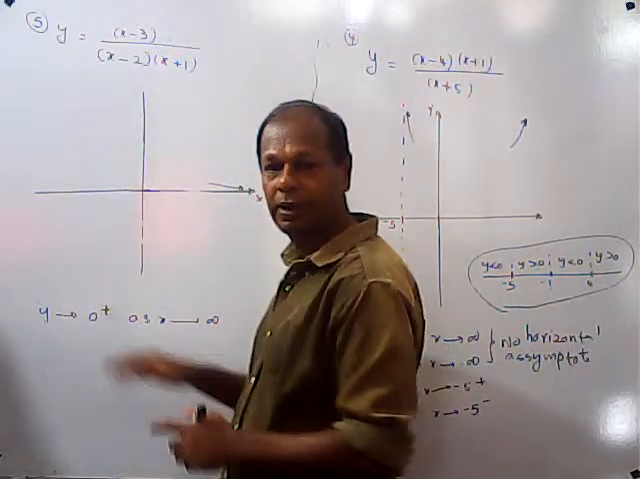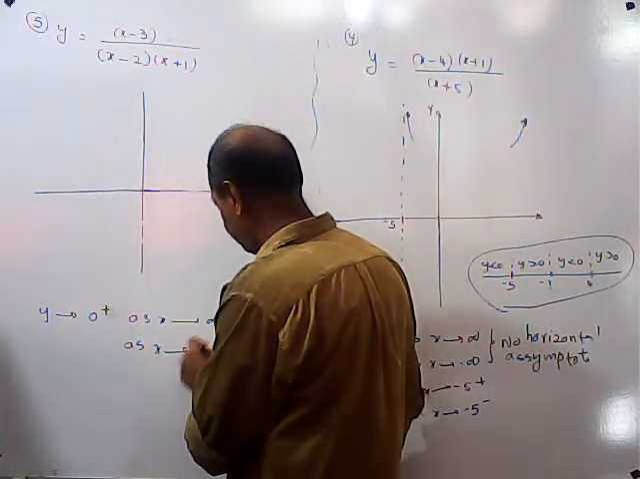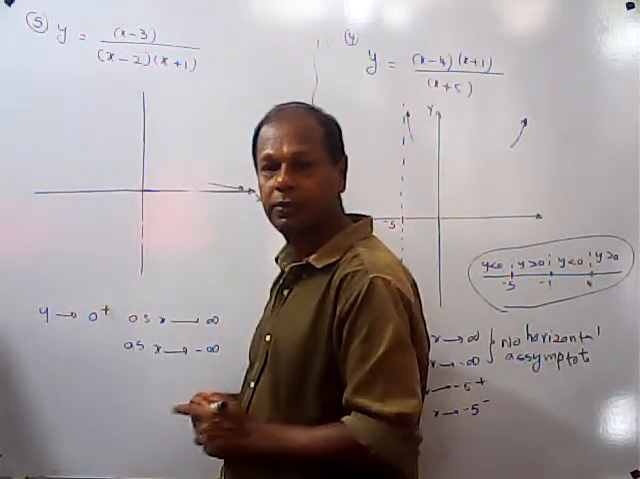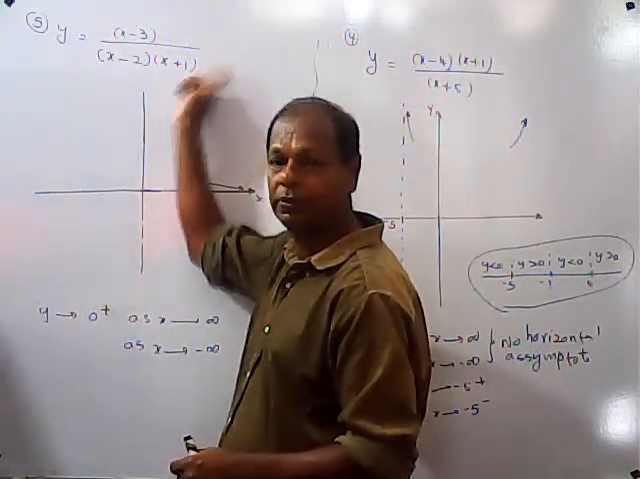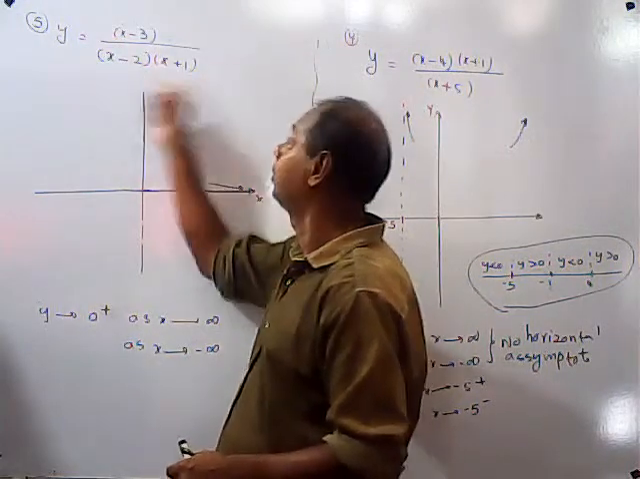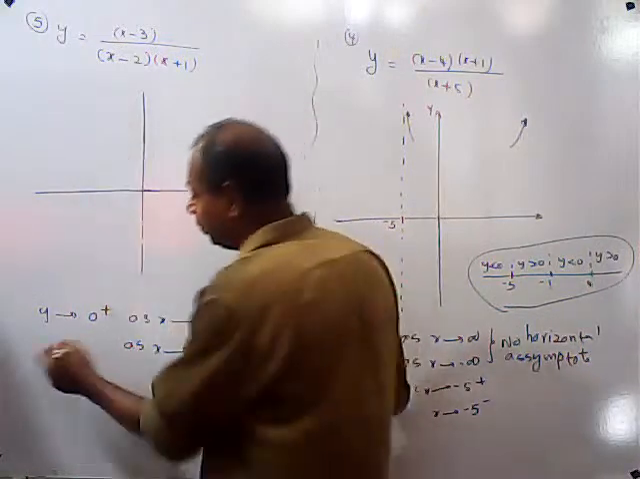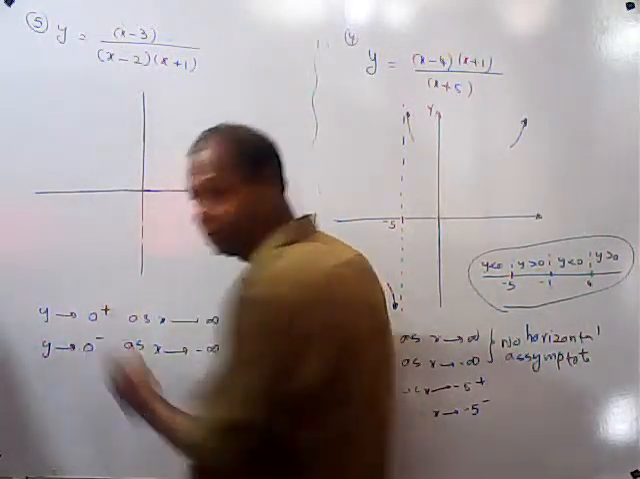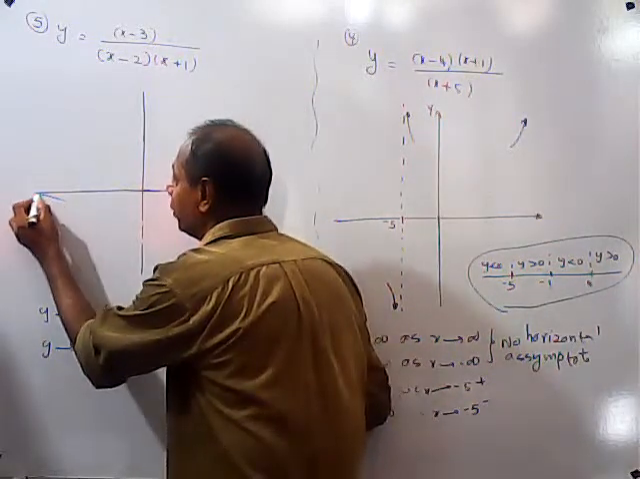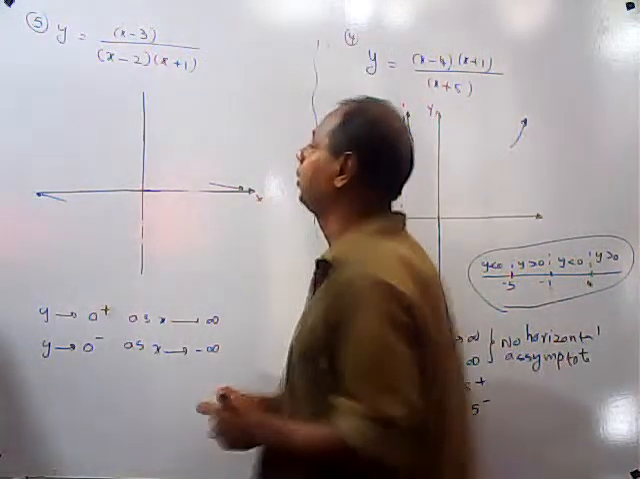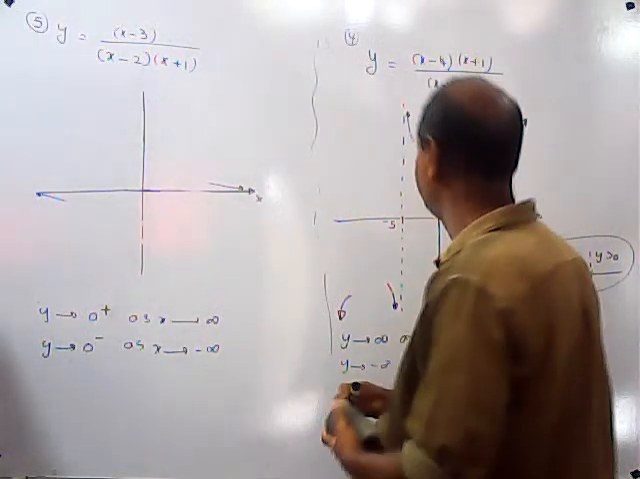As x goes to negative infinity, this is negative, this will be negative, this will also be negative. Everything is negative, three minuses, therefore it will be minus. So y will go to 0 from below, from the negative side. So that's about the horizontal asymptote. Then vertical asymptote.